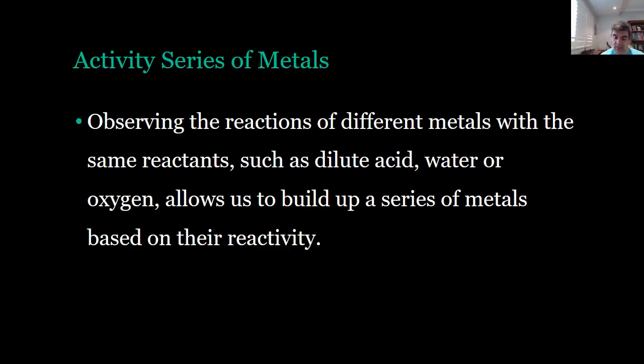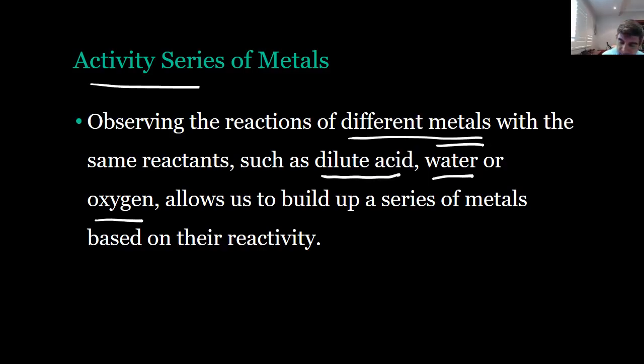But the other thing we can do is look at reactions of the different types of metals in similar reactants, that is, in dilute acid, in cold or warm water, or in oxygen, to allow us to build up a series of metals based on their reactivity. And in fact, this is what the activity series of metals is all about. It's basically just an order of metals from least reactive to most reactive.